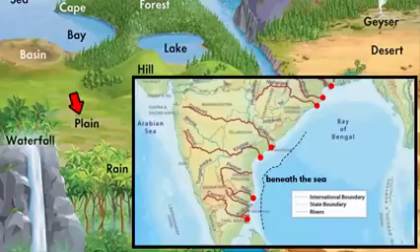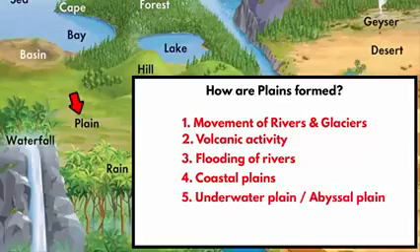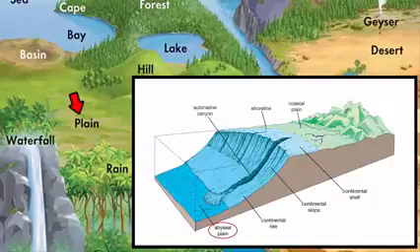And by the way, these coastal plains are also referred to as beach. And then there is something called underwater plain, which is also called abyssal plain. You will find them at the bottom of the ocean.